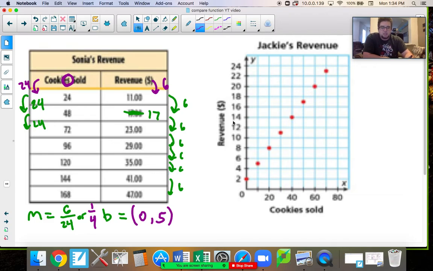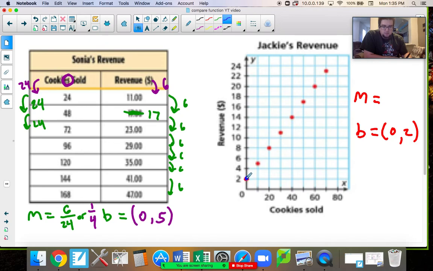All right, Jackie's revenue. Again, we want to find M. We want to find B. So B is much simpler. It's 0, 2. The reason that this graph is dots instead of a whole line is she can't sell parts of cookies. So she can't sell 1.5 cookies, or 3/4 of a cookie. She just recorded some of the bigger times as well, just 10 cookies in revenue.